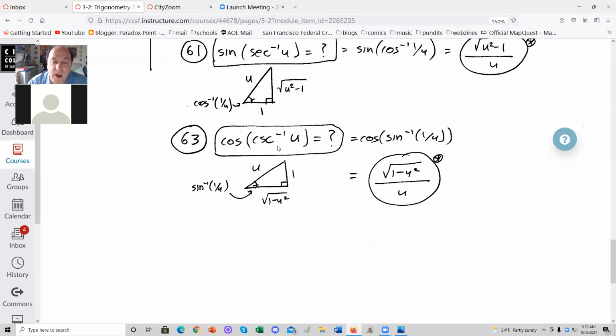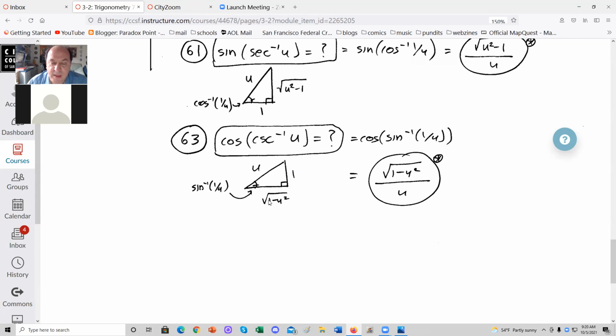Here's cosine of arc cosecant of u. All right, so here, this angle will be arc cosecant of u, which will be the same as arc sine of 1 over u. Arc cosecant has diagonal u, diagonal over opposite. So put a u here and a 1 here.